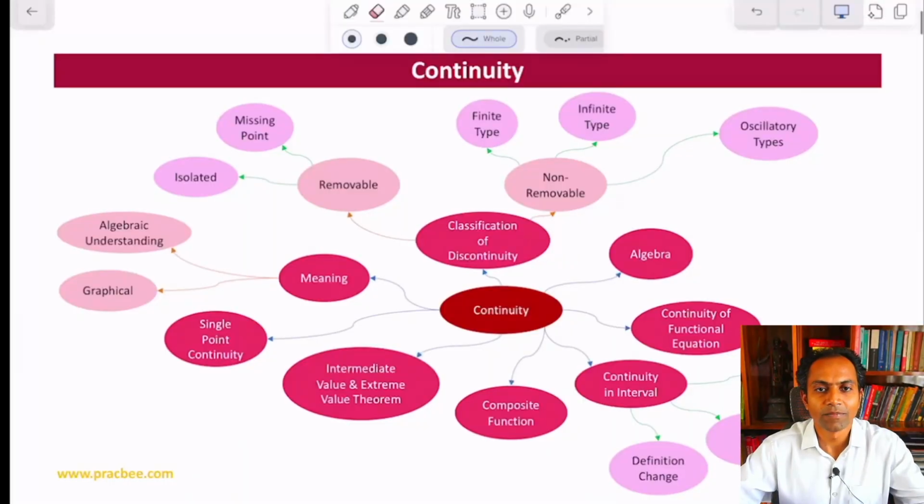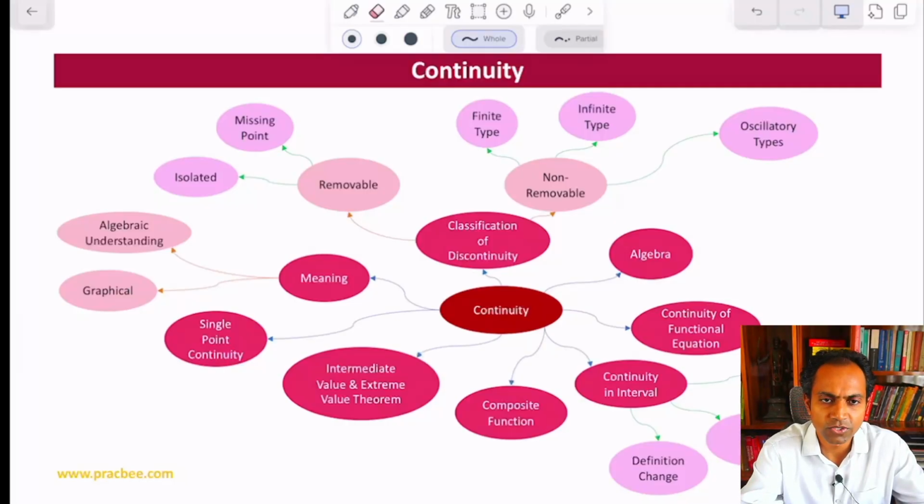Now this is the mind map where we systematically start with the meaning, the idea of LHL, RHL, go into classification of discontinuity, algebra, continuity of functional equations, continuity in an interval, composite function, intermediate value theorem, and a single point continuity. But from practical point of view, let us jump on to type 1.